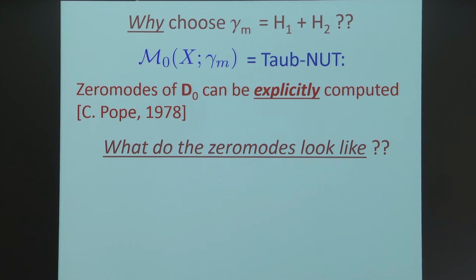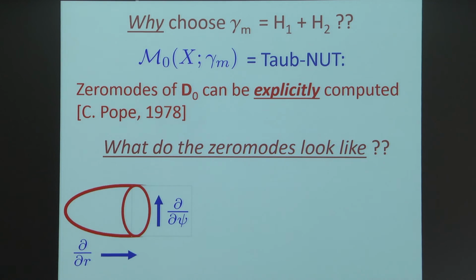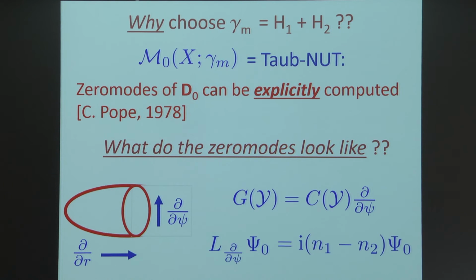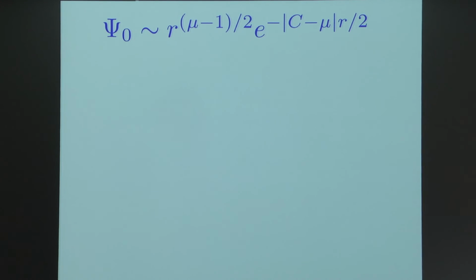Now, what do those zero modes look like? Well, here's a picture of Taub-NUT. So Taub-NUT is a circle fibration over R^3, and so there's a radial direction on R^3, and there's a 't Hooft fiber direction d/dpsi. So the Killing vector field G of y is proportional to the derivative along the 't Hooft fiber with a coefficient that's a function of the Higgs vev. And you can show that states of definite electric charge also have definite parallel transport in the psi direction, given by the difference of the electric charges, that's this mu. And then the zero mode looks like this. I'm suppressing the angular dependence.